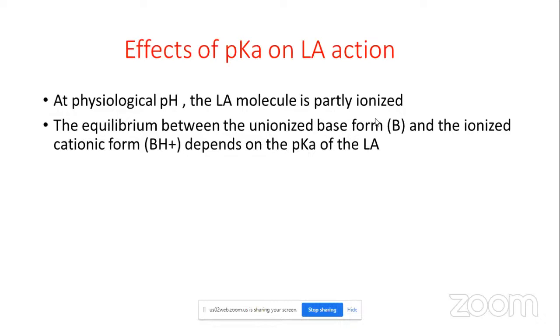Why? Because extracellularly, pH is 7.4. Local anesthetics are weak bases, and the extracellular pH is slightly acidic. For that reason, we add sodium bicarbonate to a local anesthetic so that the pH comes nearly to its pKa, more unionized form will be there, and there will be faster onset of action as it penetrates the nerve sheath.